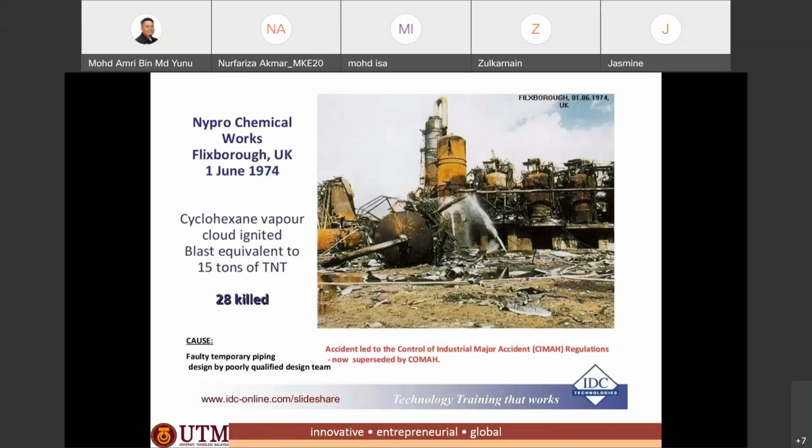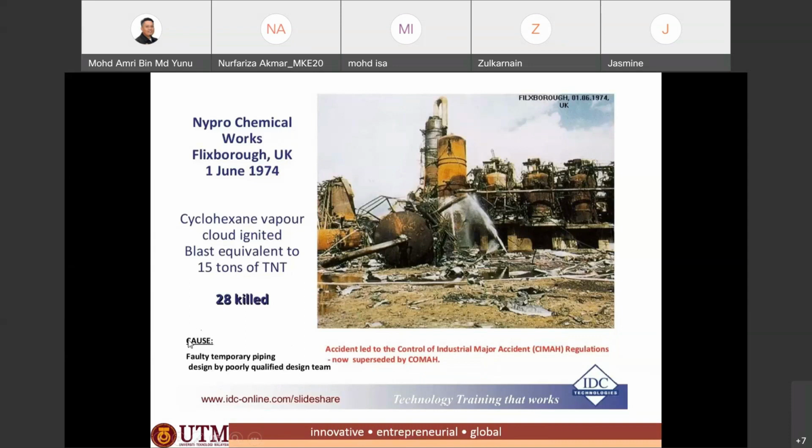So this example is Flixborough, 1974. The disaster was a blast where cyclohexane vapor ignited, making a blast equivalent to 50 tons of TNT, causing 28 people killed in that incident. The cause was a faulty temporary piping design by a poorly qualified design team. This is because they failed to identify the risk.